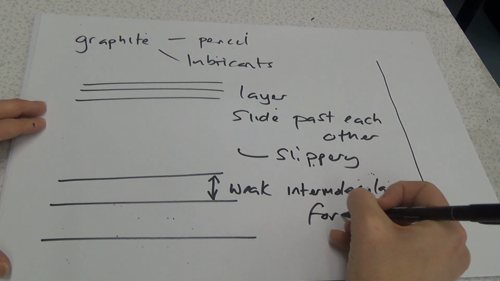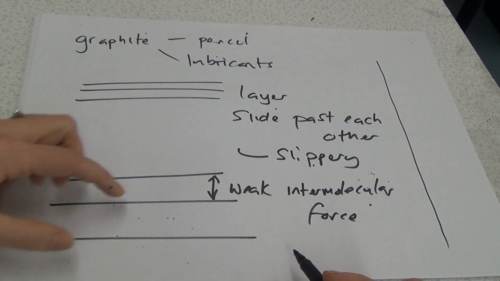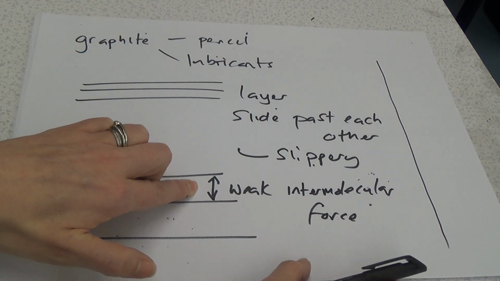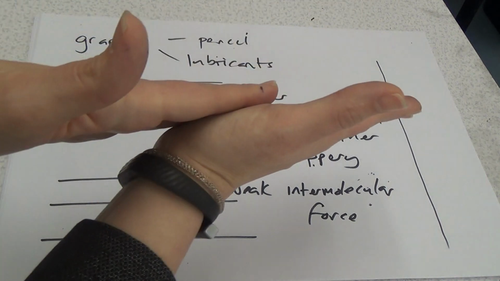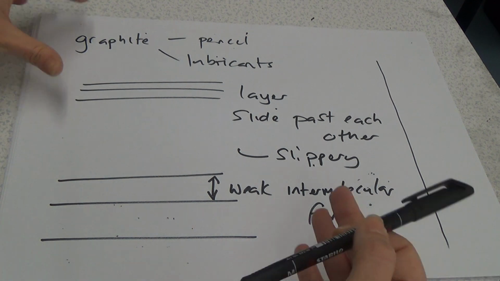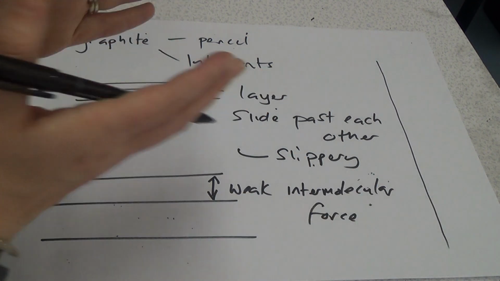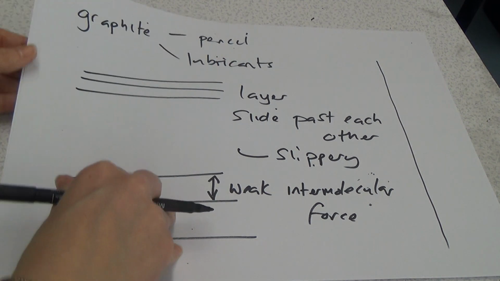And because these intermolecular forces that hold the layers together are so incredibly weak, it means they can slide past each other very, very easily. So that's one key property of graphite, okay? Its ability to be used as a lubricant because of these sliding layers, these weak intermolecular forces that don't hold those layers very tightly.